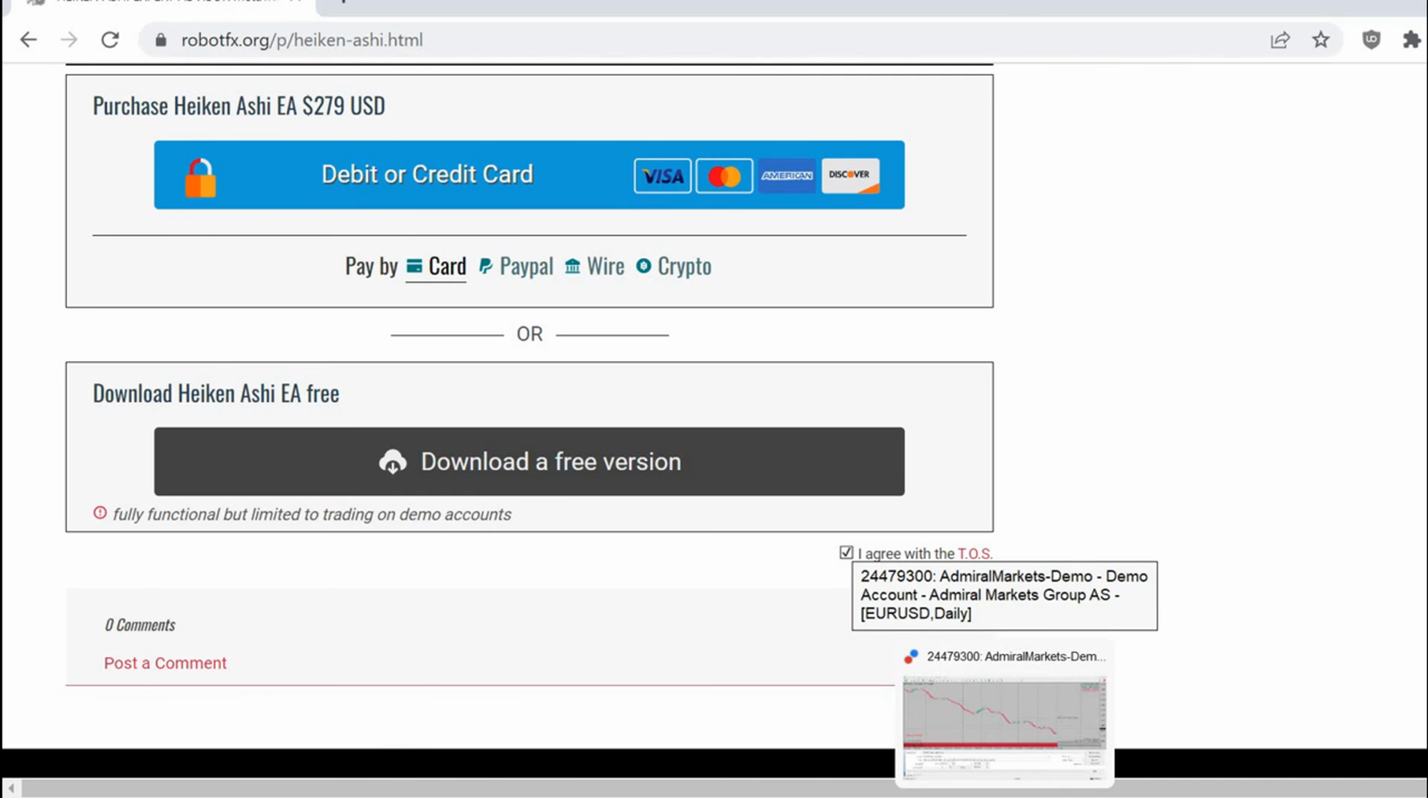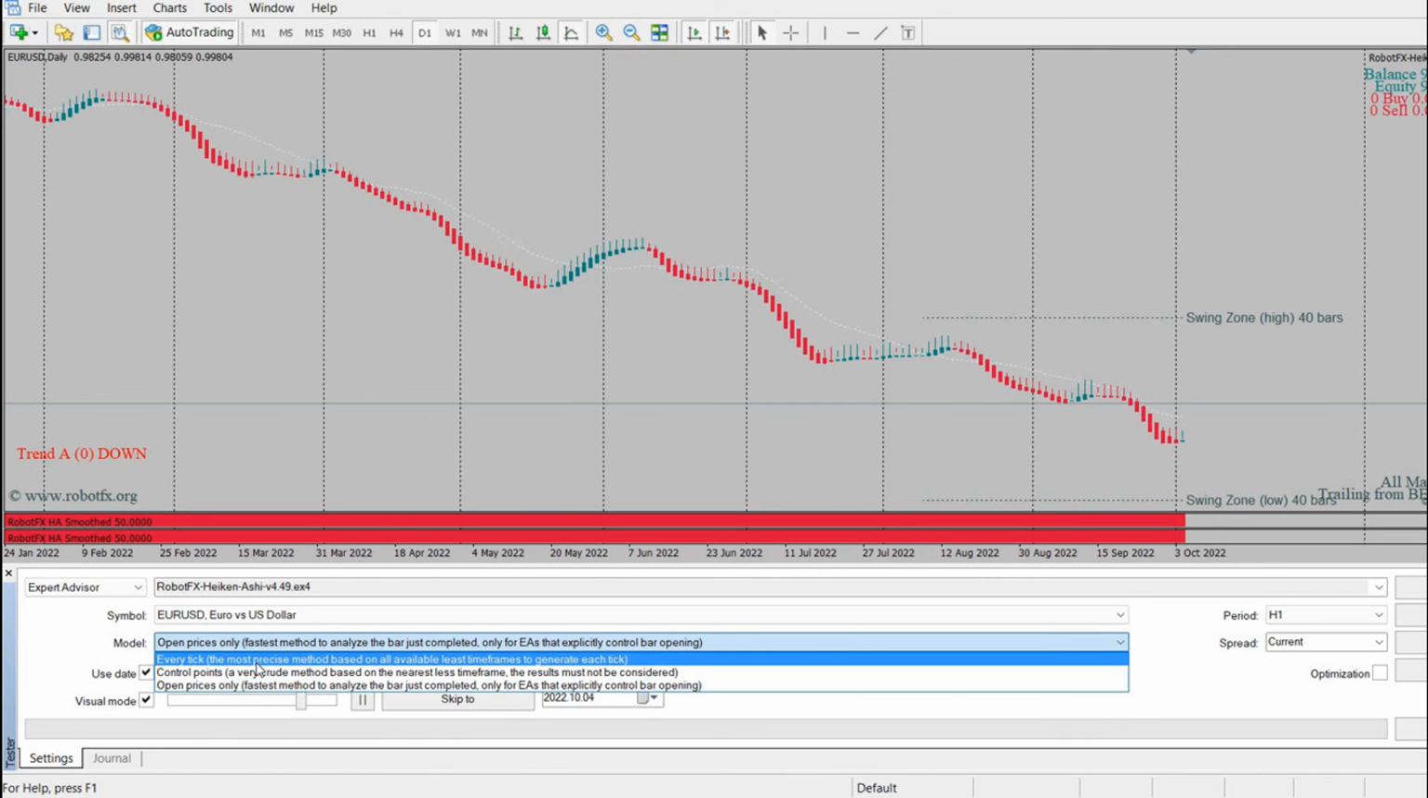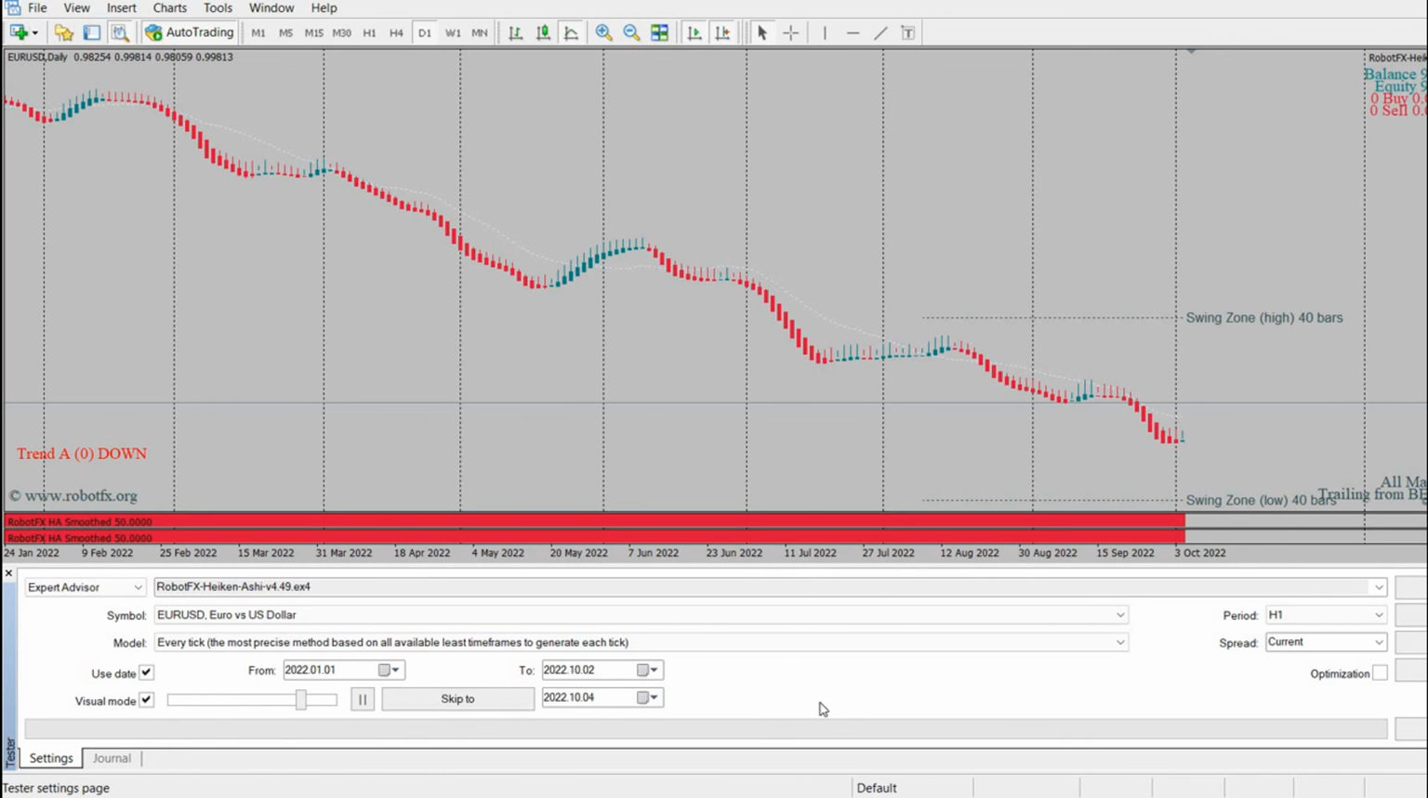And if you are trying this in the strategy tester, first, you probably want to change from open prices only to every tick because, well, it is more precise. However, it will take much longer for the test to finish. Or just go ahead, since you are on a demo account, and start trading. Find the best settings and let us know the results.